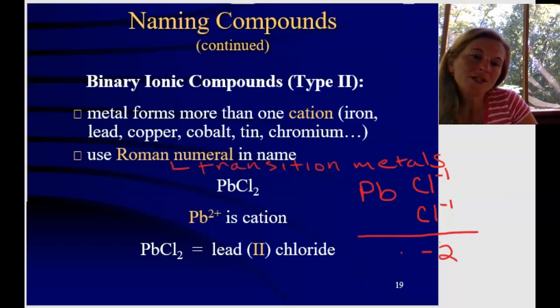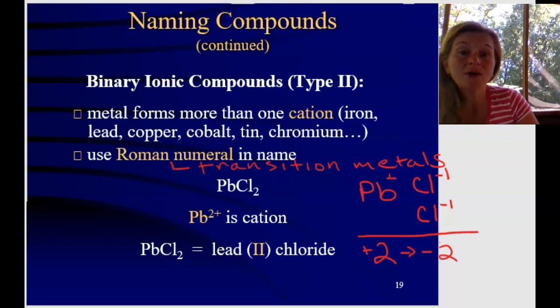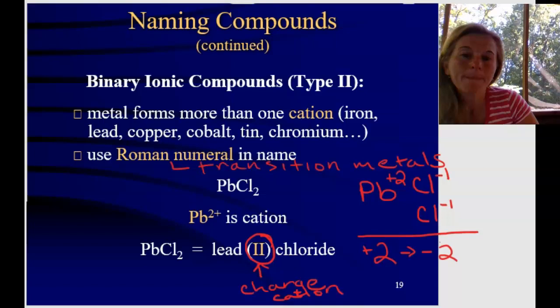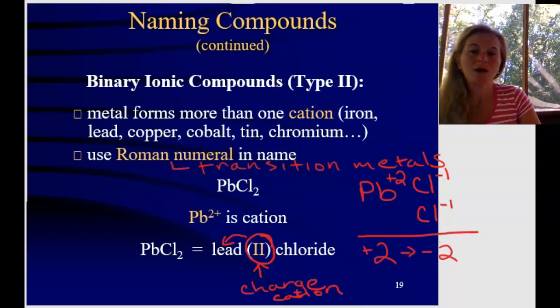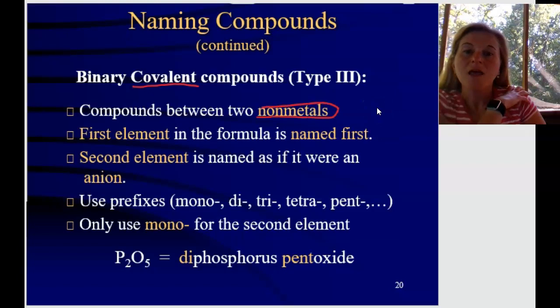Well, for chlorine to each get those electrons, we need this to give 2 electrons. There's only 1 lead atom, so it's going to be the one that gives those 2 electrons. And that Roman numeral tells us charge, not number, of the cation. So our Roman numeral always goes with our cation, with our metal. So PbCl2 is lead(II) chloride.